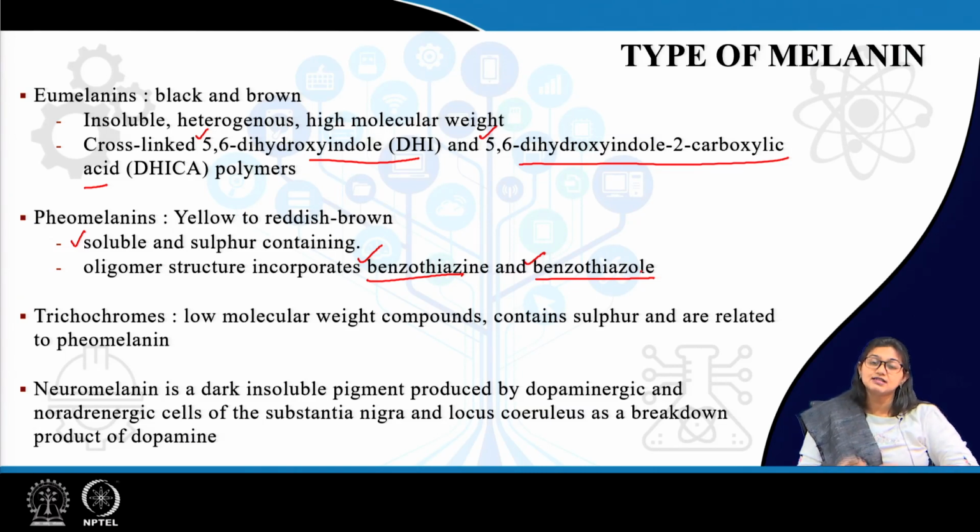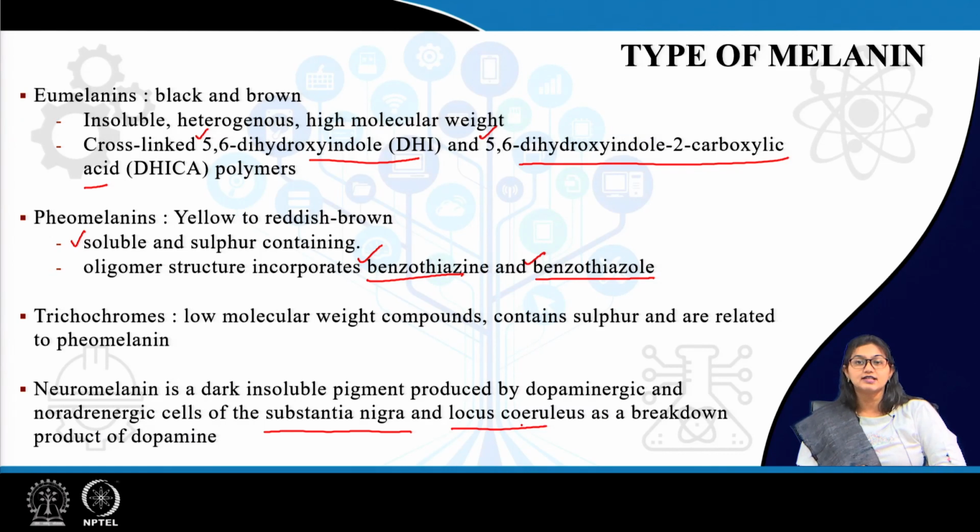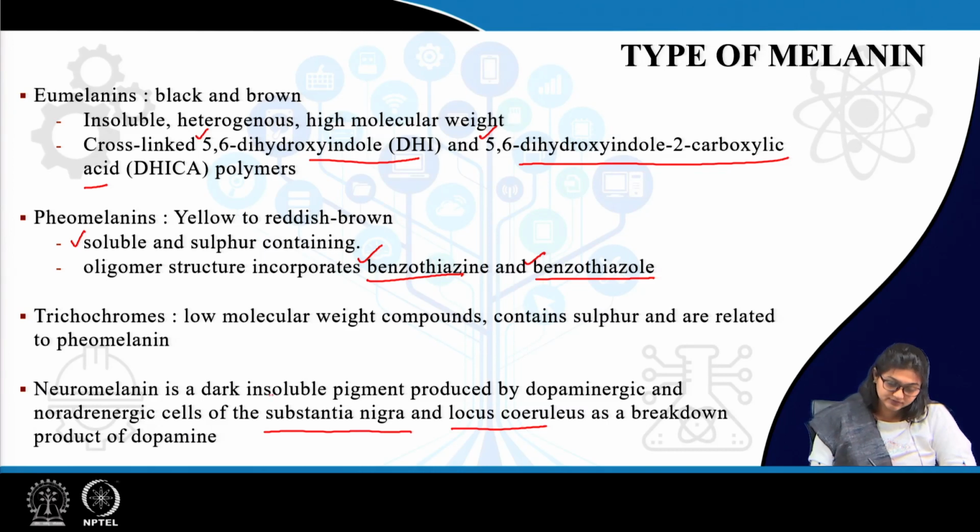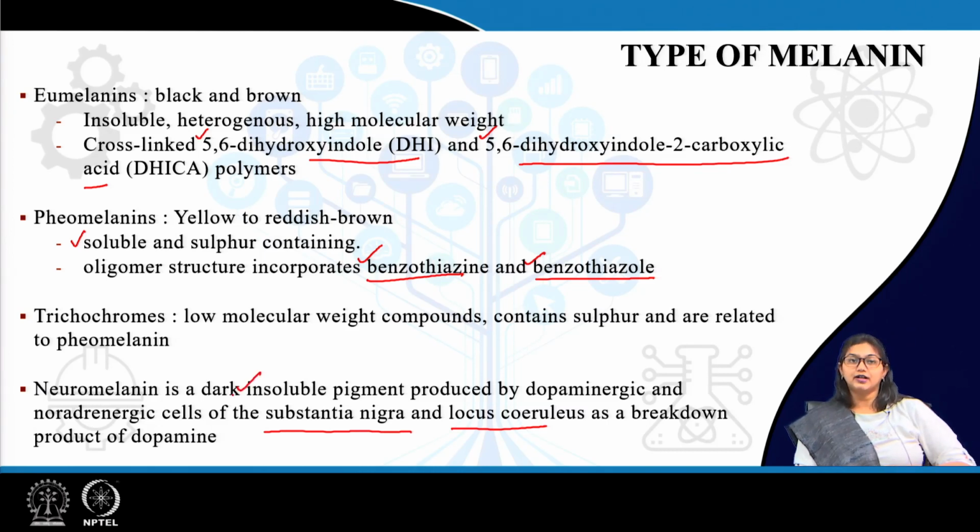Now, apart from that, there is neuromelanin. By name it is quite significant that it is produced in the noradrenergic cells of substantia nigra and also locus coeruleus as a breakdown product of dopamine. This is a dark and insoluble pigment. So, once again, eumelanin is insoluble, neuromelanin is insoluble, but pheomelanin is soluble, and trichochrome, which resembles pheomelanin, is also soluble. So, these are the different types of melanin.